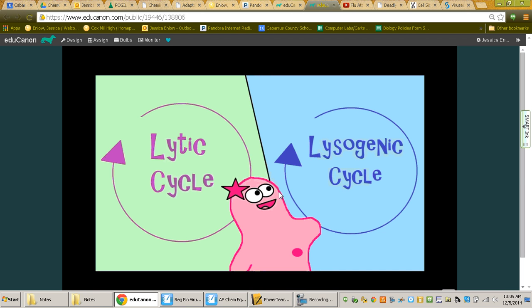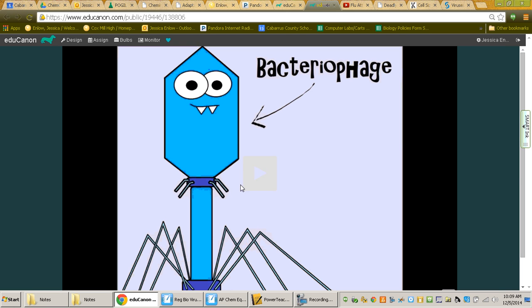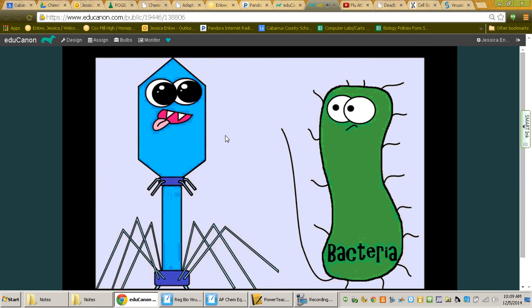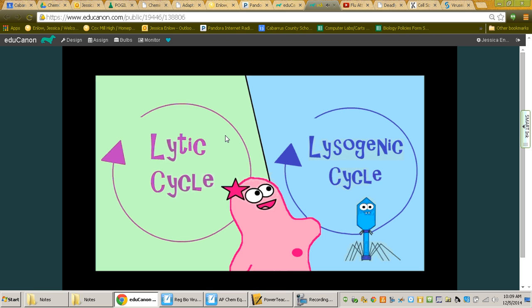Okay. I know you guys are listening and writing and doing a really good job. It's called a bacteriophage. It sounds very fancy, but what it means is it's a virus that goes after bacteria. In many cases, when you're talking about a lysogenic virus, this is what you're talking about.